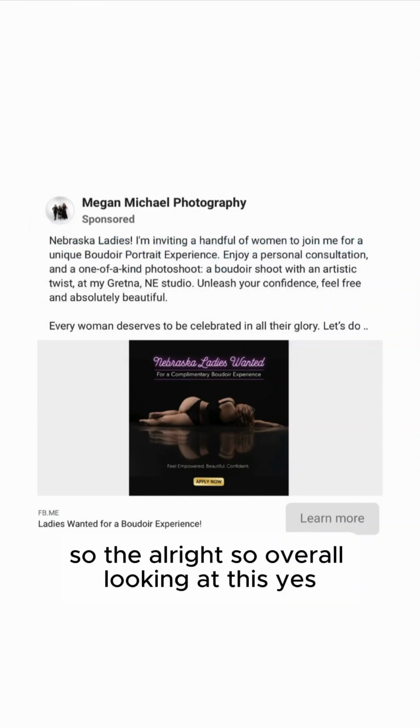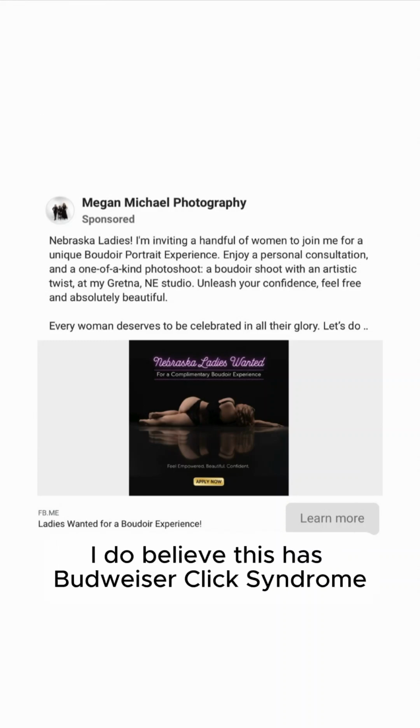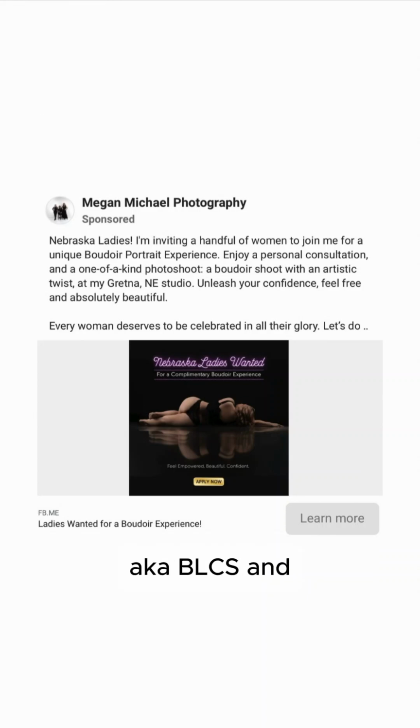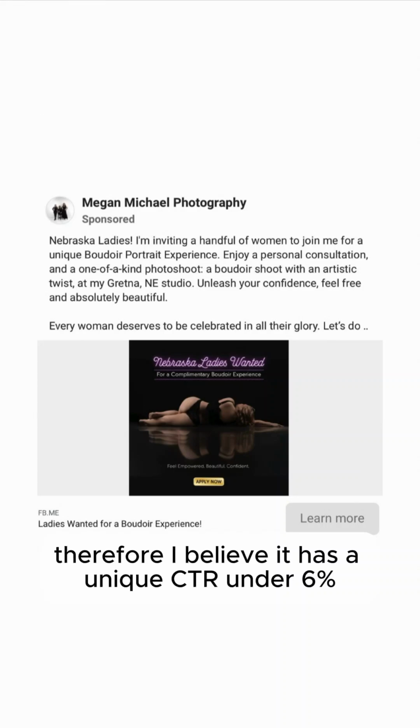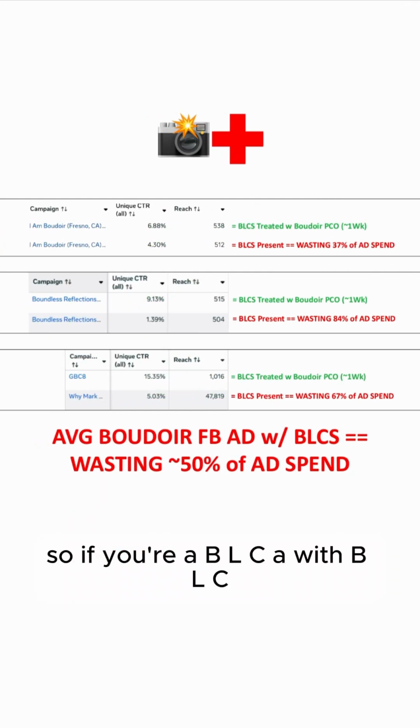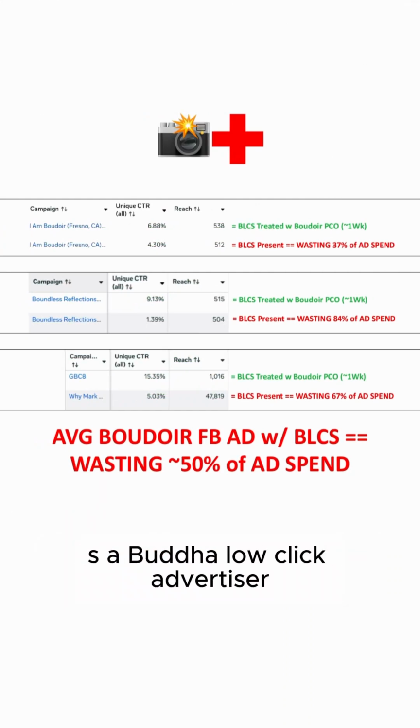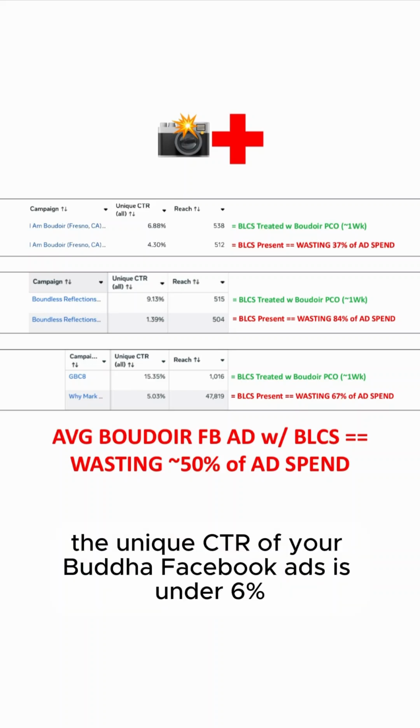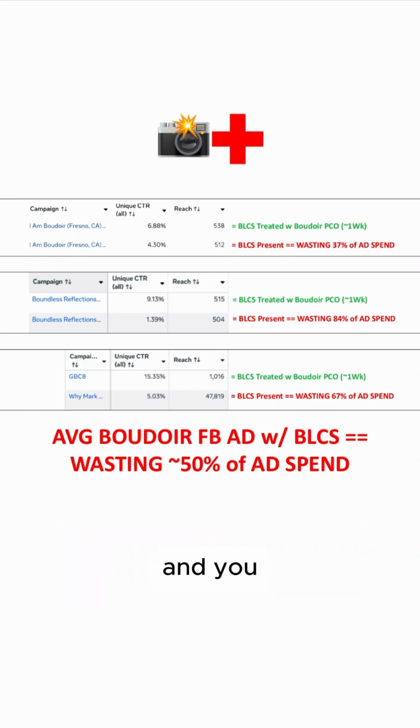So all right, overall looking at this, yes, I do believe this has boudoir low click syndrome, aka BLCS, and therefore, I believe it has a unique CTR under 6%. So if you're a BLCA with BLCS, a boudoir low click advertiser with boudoir low click syndrome, the unique CTR of your boudoir Facebook ad is under 6%.